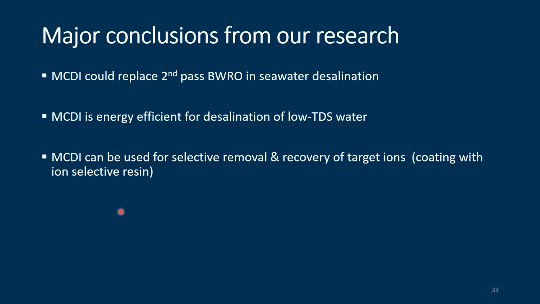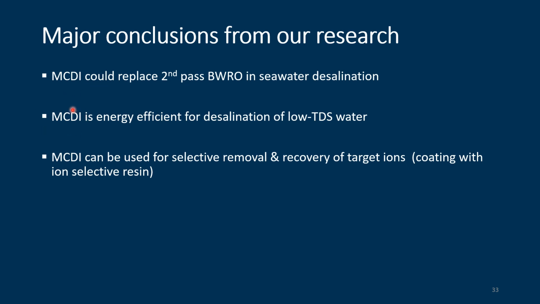So I could conclude from our previous study that MCDI could replace the second-pass BWRO in seawater desalination, so that we can reduce our energy consumption by almost 30%. The post-desalination plant BWRO required 0.35 kilowatt-hours per cubic meter, but when you use the MCDI, we can use less than 0.2 kilowatt-hours per cubic meter.